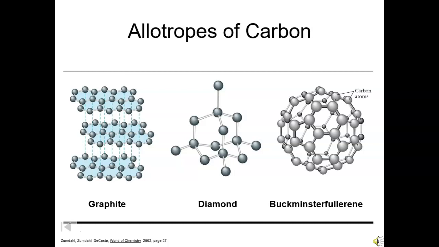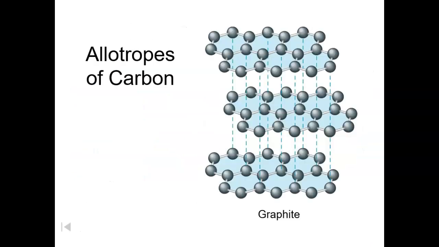Well, sorry, take it back. It is just carbon, but it's taking different shapes. So right here is graphite, and then this is the diamond, and then this is Buckminster fullerene, which we call buckyballs. Okay. So again, here's an allotrope of carbon.